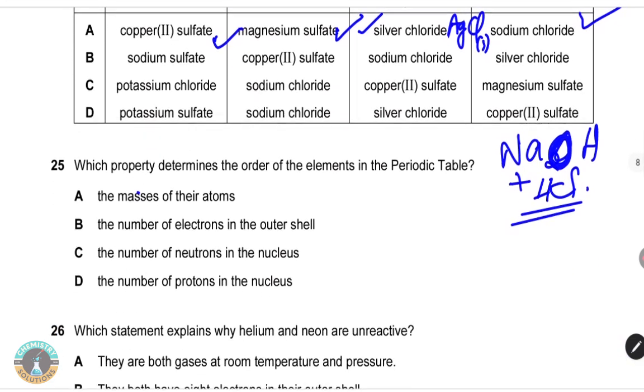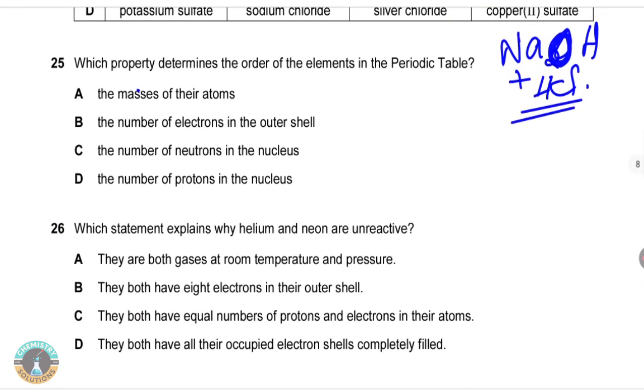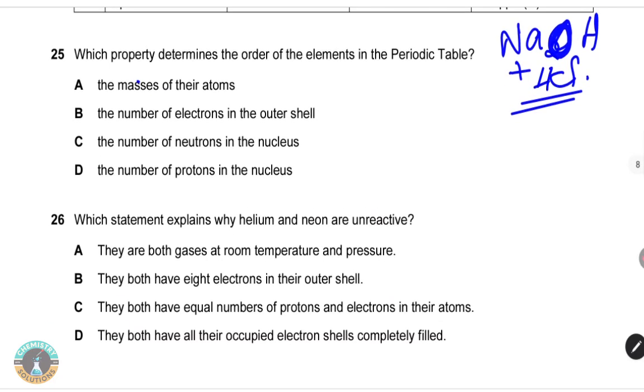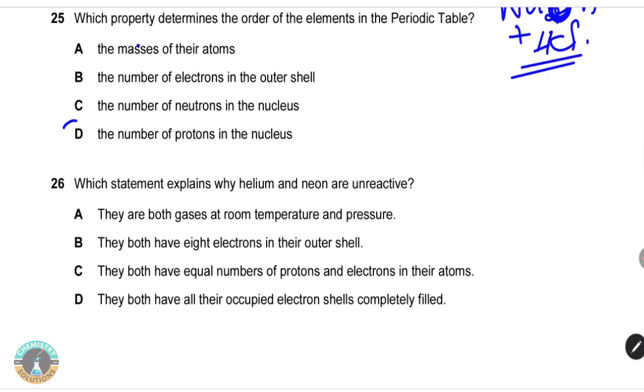Question number 25. Which property determines the order of the elements in the periodic table? You all must know that the number of protons determines the order of the elements in the periodic table. After reading these statements, you will see that D is the correct option, because the number of protons in the nucleus determines the order of the elements.